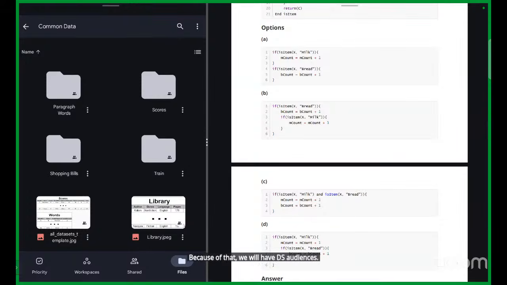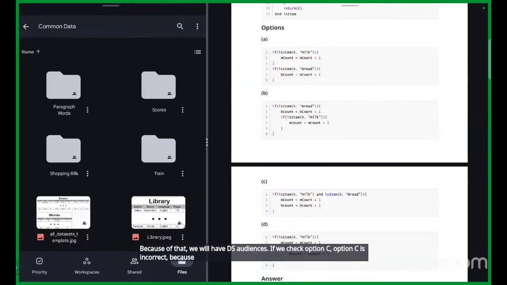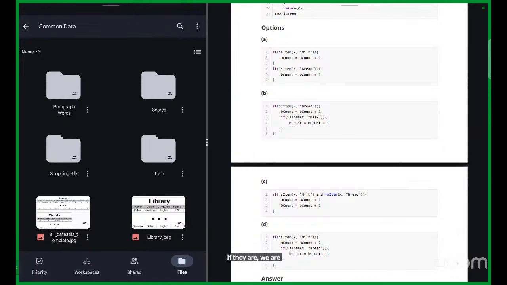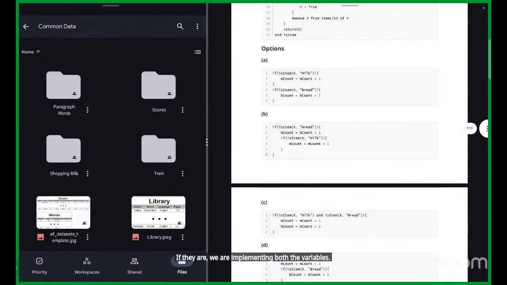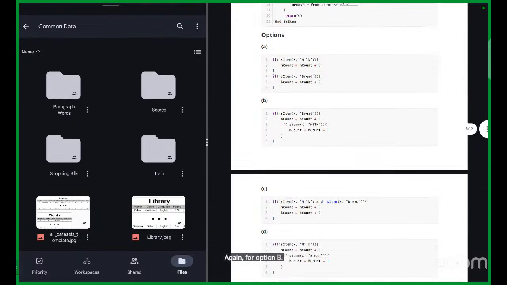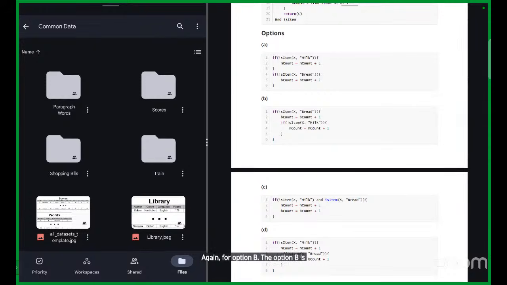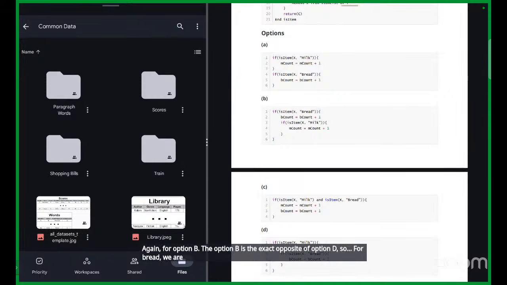Option C is incorrect because we are checking both for the numerator and denominator whether both milk and bread are there in the list. If they are, we are incrementing both the variables. Again, option B is the exact opposite of option D. For bread, we are incrementing both the variables, but that shouldn't be the case. We need to just increment for milk.